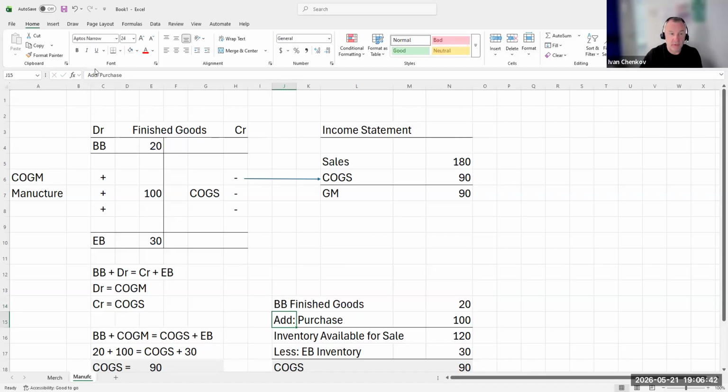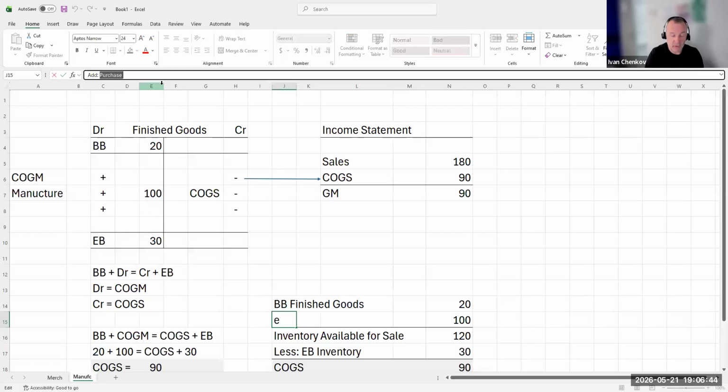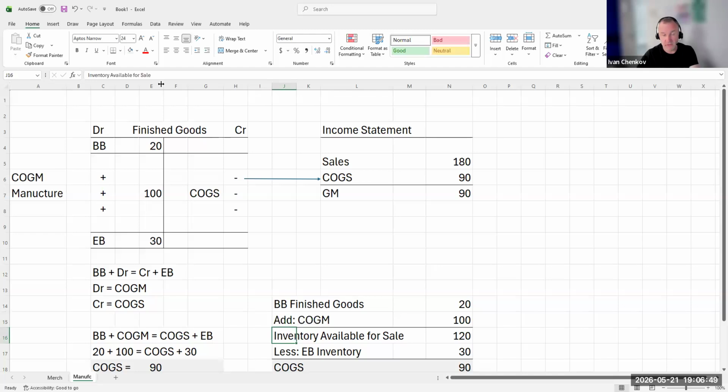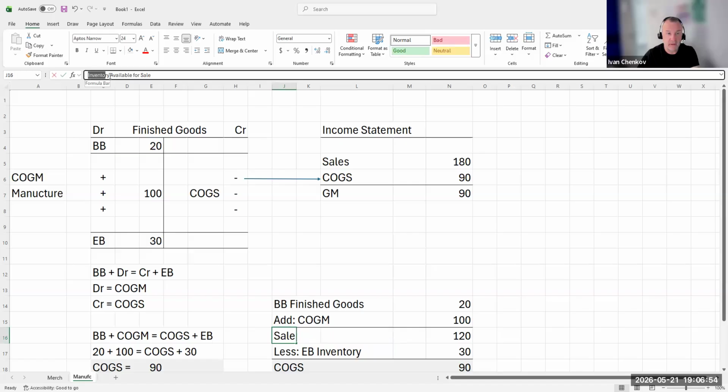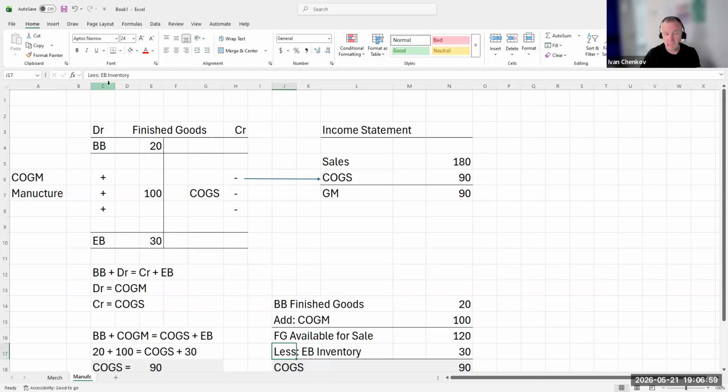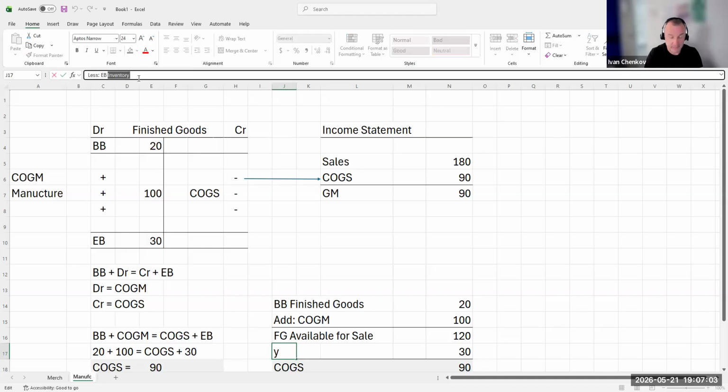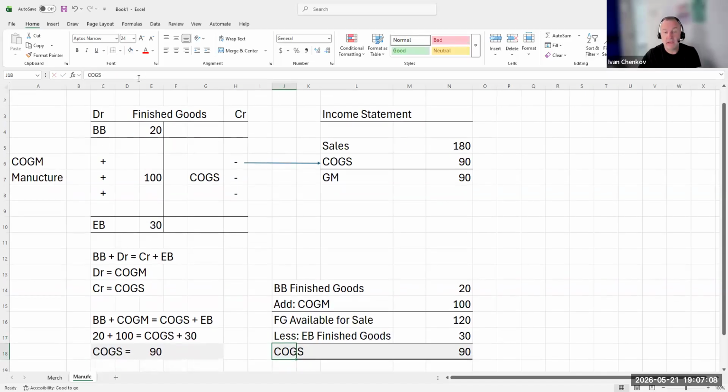And the purchases are no longer purchases. That is actually coming from the cost of goods manufactured. Why? Because we have to manufacture the goods. We cannot just go and buy them. And now we don't have any more inventory available for sale. We have finished goods available. And then we have to deduct the ending balance of the finished goods, and that's how we're going to get cost of goods sold. So the same idea, just a slight change in the terminology.